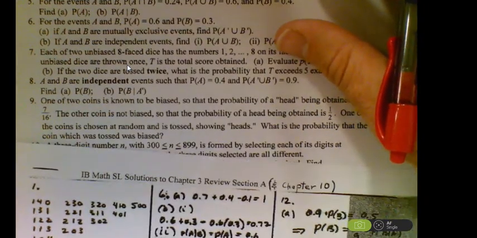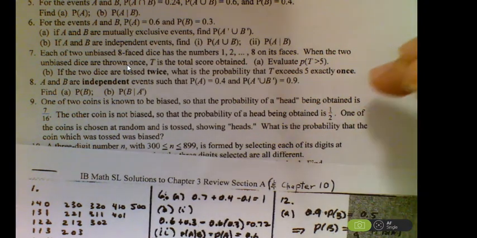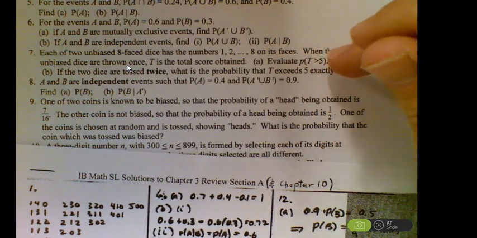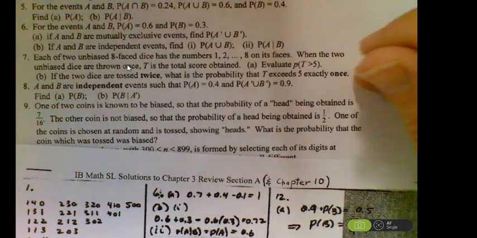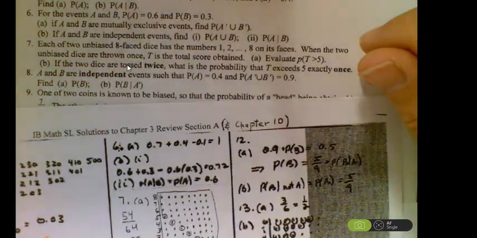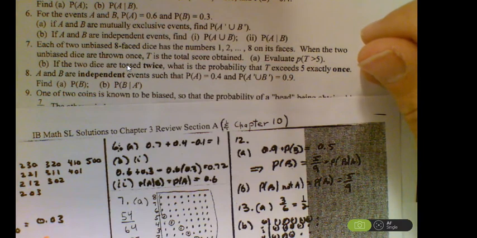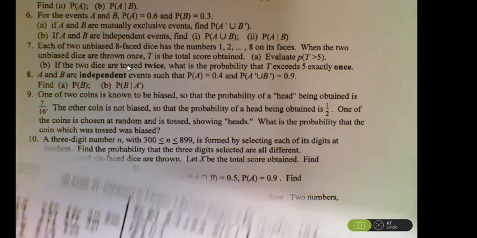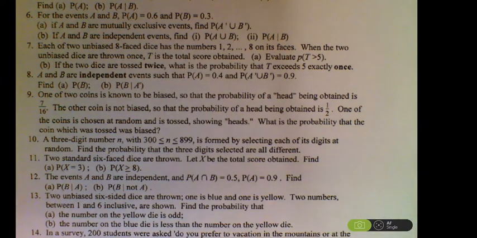So jumping down to part B, what if they were tossed twice? What is the probability that the sum is greater than 5 exactly one time? That simply means it's going to happen on one of the tosses, and it will not happen on the other toss. And so you kind of have to consider both cases on that. I'll grab a new sheet of paper real quick.